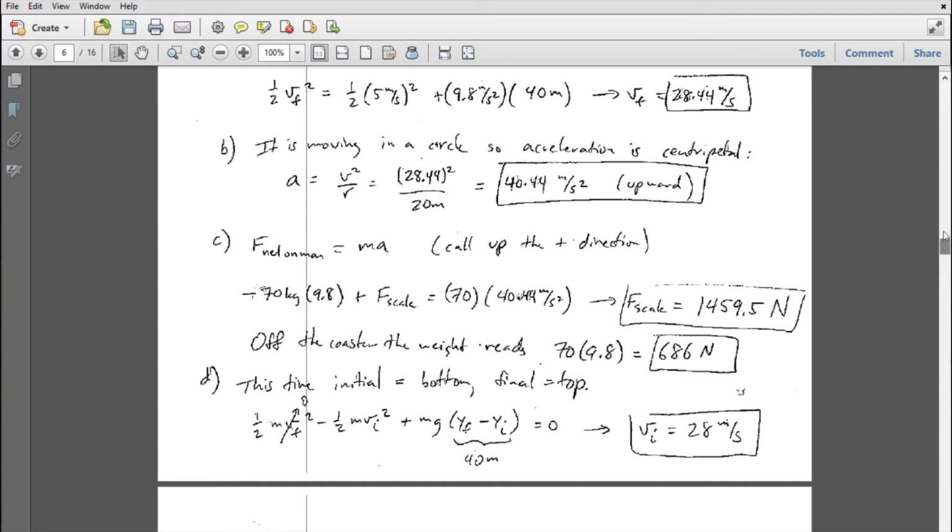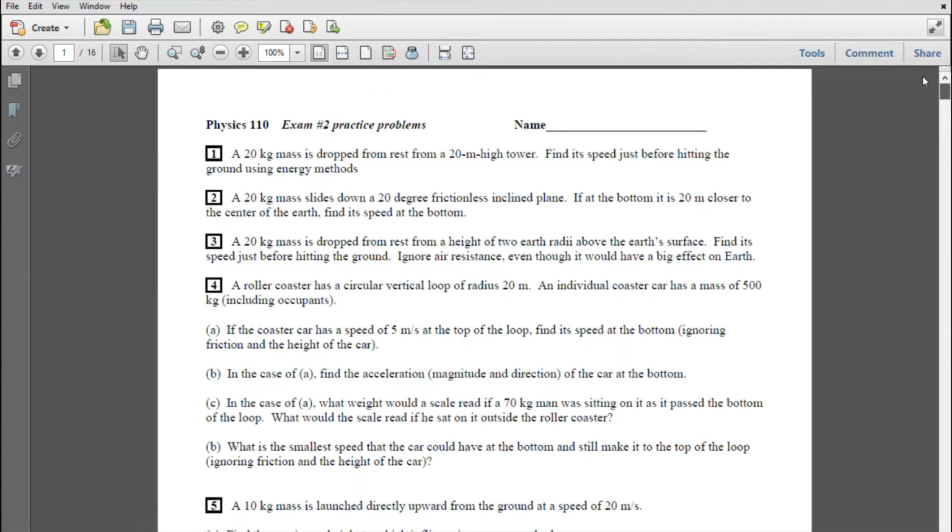All right, finally, part D. What is the smallest speed the car could have at the bottom and still make it to the top of the loop without falling off? In this case, I guess I'm assuming here, it's unclear what I'm assuming.